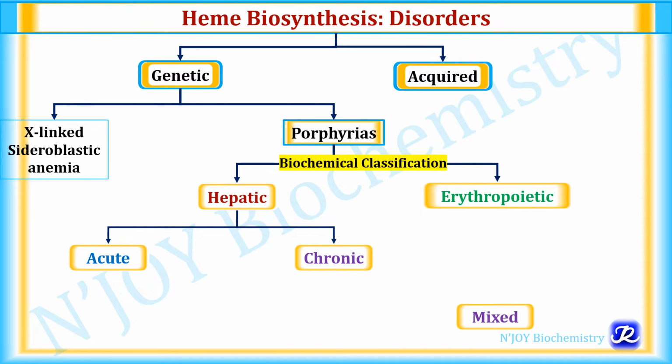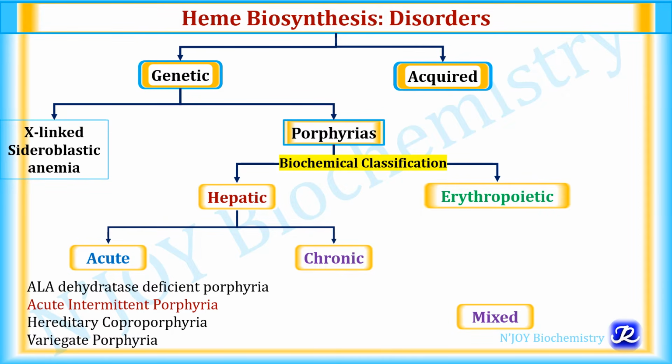Hepatic porphyria is again classified into acute porphyria and chronic porphyria. This is the clinical classification. Now, which are the examples of acute porphyria, which present with acute attacks? The first one is aldehydatase deficient porphyria, then acute intermittent porphyria, hereditary coproporphyria, and variegate porphyria. These are the acute hepatic porphyrias.